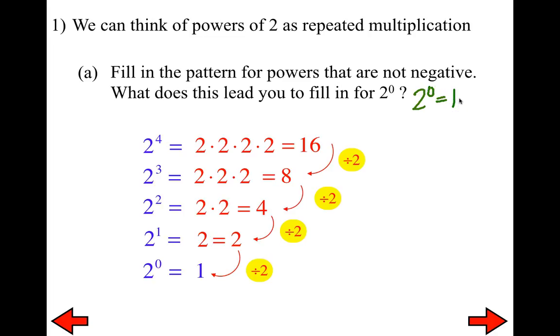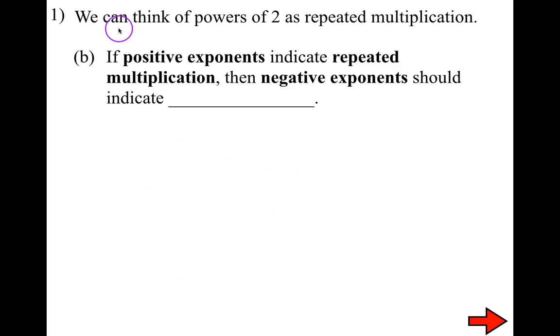In fact, you're going to see this with all numbers. Any number raised to the power of 0 will be 1. And we're going to see this in more detail in tomorrow's lesson, of why it's 1 and not any other number. Now let's go ahead and read the second part of the question. It says, if positive exponents indicate repeated multiplication, the negative exponent should indicate blank. So let's figure it out.